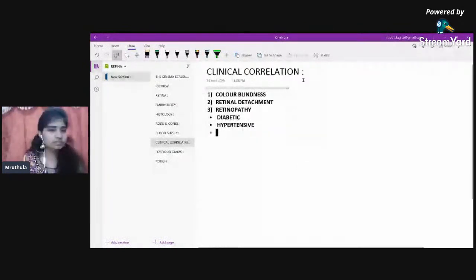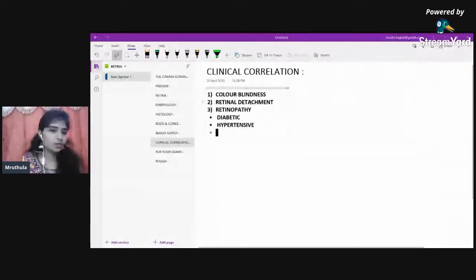Okay, now clinical correlation. We have discussed all of them previously, so just a gist of all of them. Color blindness: what you need to remember is red-green color blindness is the most common color blindness. Okay, they are monochromats who can see only one color. You can relate it with the CEO of Facebook. So color blindness is associated with the cones.